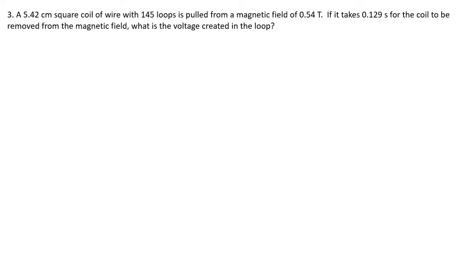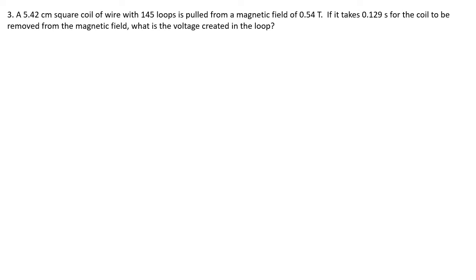For problem number 3, we're determining the voltage generated by changing the flux through a coil of wire. And we're doing that, we're changing the flux by pulling the wire from a magnetic field. That means the flux through the wire is going to be some number, and then finally it ends up at 0. So number 3 says if a 5.42 centimeter coil of wire with 145 loops is pulled from a magnetic field of 0.54 Teslas, if it takes 0.129 seconds for the coil to be removed from the magnetic field, what is the voltage created in the loop?